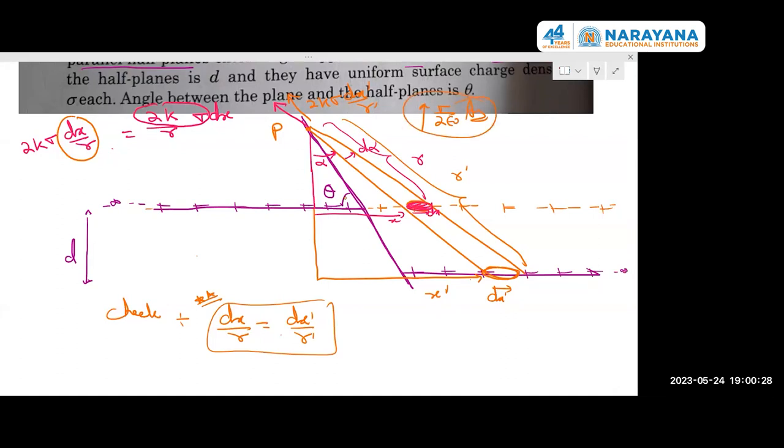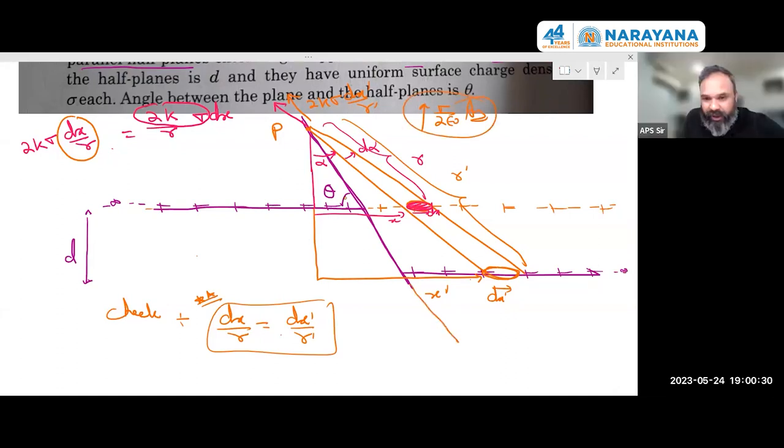Similarly, when you go down here, you will try to write the field somewhere here. So I'll say this guy keep as such. Now the contribution of this guy, I'll draw a hypothetical guy here. Then I'll say this guy will shift from here to here. So this complete guy and this complete guy, then the answer will be sigma upon 2 epsilon naught perpendicularly downwards.